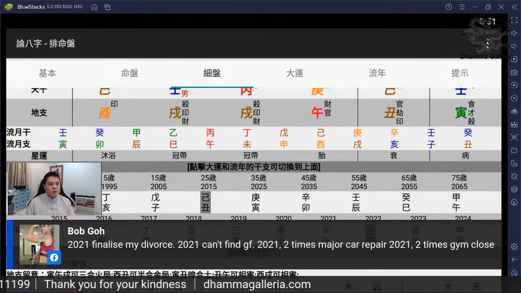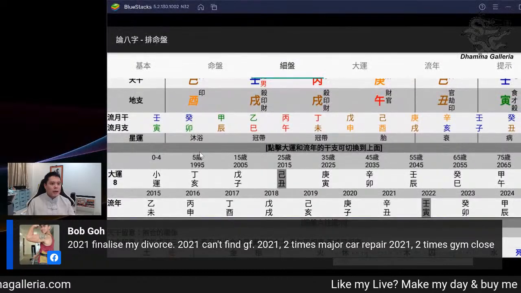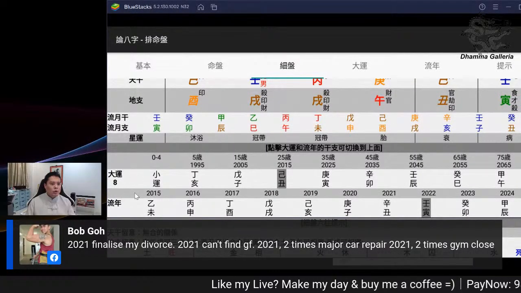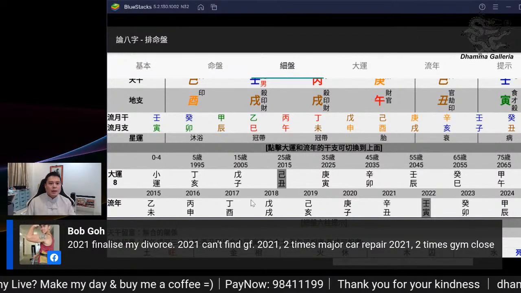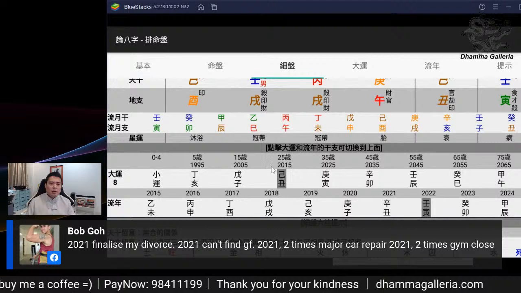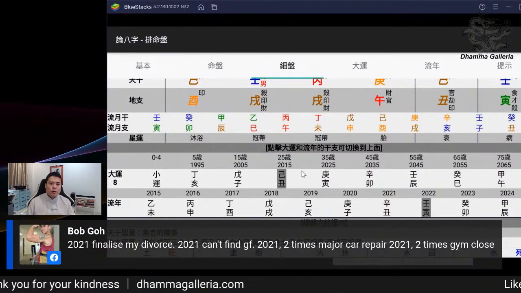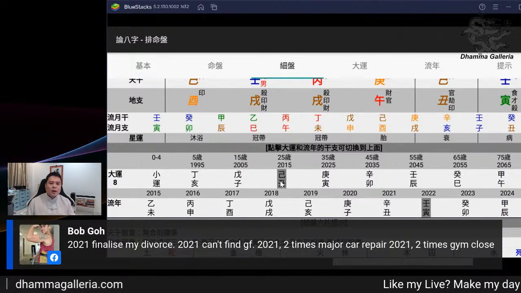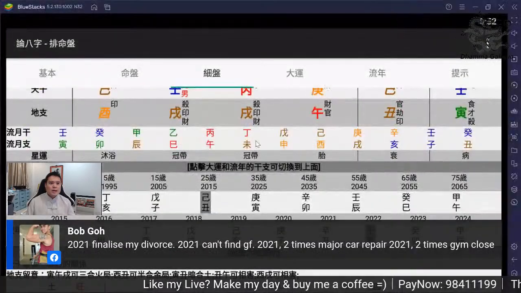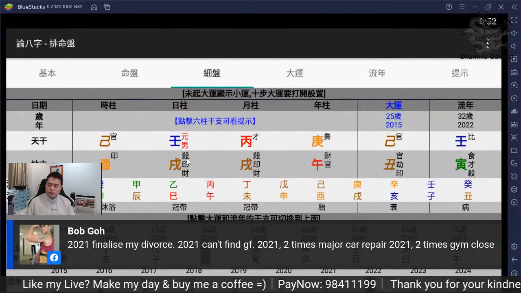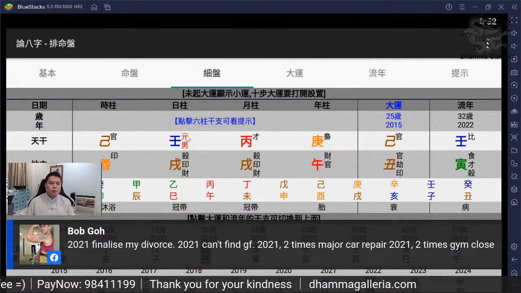This is what we call the major destiny trend. Your current major destiny trend is from 2015 to 2025, and within this 2015 to 2024, I may say, are all earth elements. I have already mentioned to you that your chart has too much earth and metal, too much of the fire and earth elements, which are not auspicious for your water day master.